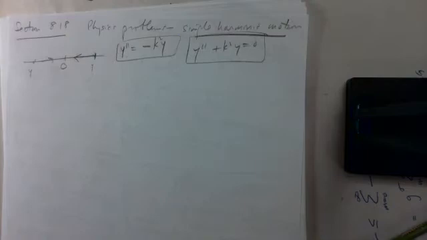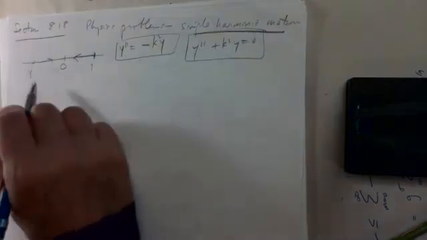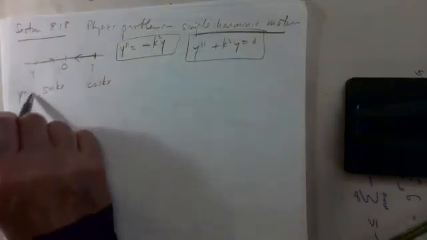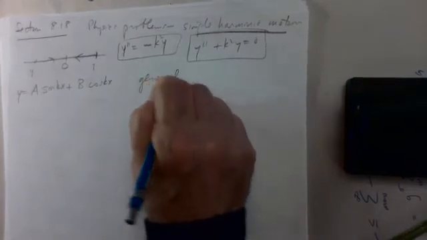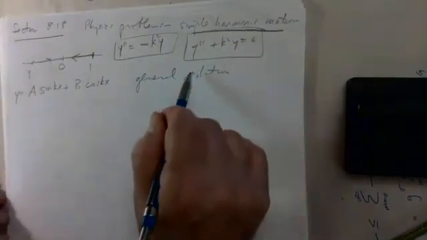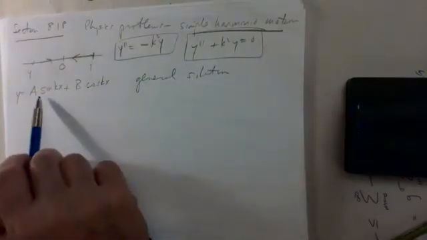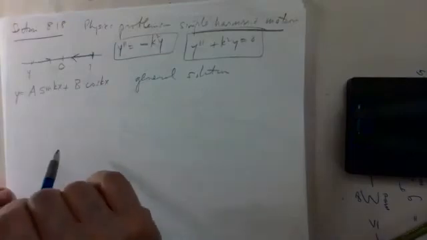Now, we know what the solutions of this equation are. The basic solutions are sine of kx and cosine of kx. And if you take y to be any linear combination of these, this is the general solution. So the general solution of the differential equation for simple harmonic motion, if it's y double prime plus k squared y equals 0, is a sine kx plus b cosine kx.